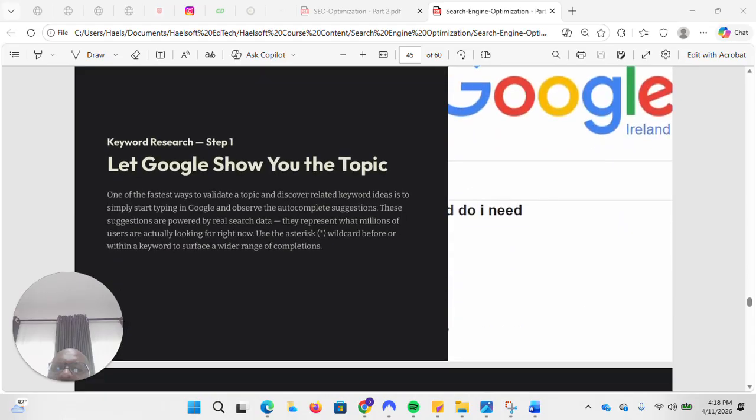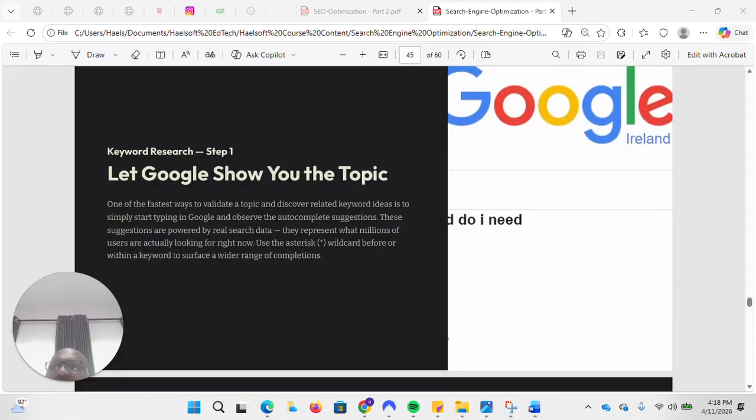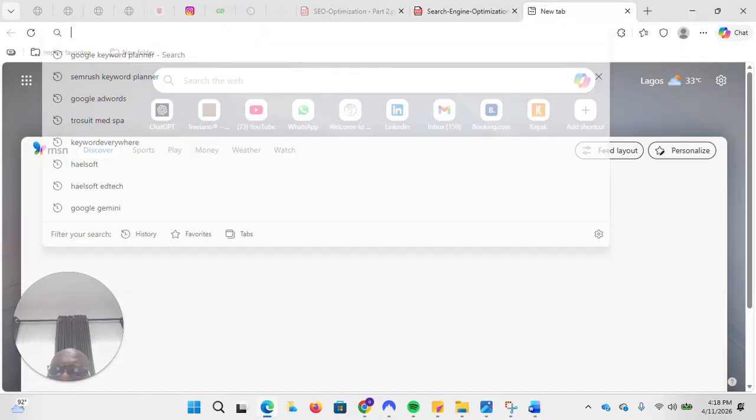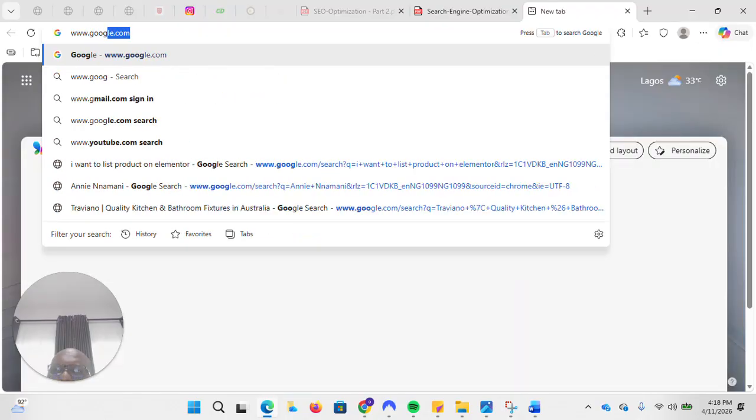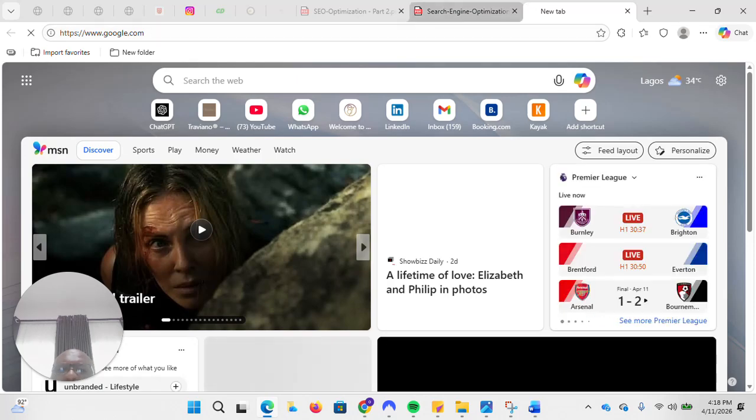You understand? Then let Google show you the topic. While you are searching for things on Google, Google can also show you related searches that people are searching for based on that particular keyword. It is very simple. When you go to Google and as you are typing information into Google, the next thing you will see is different related words, what people are searching for, showing up on Google.